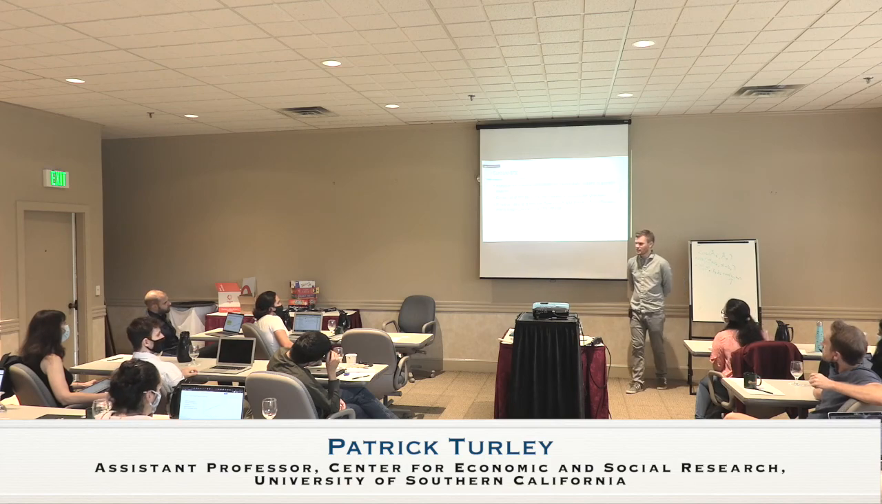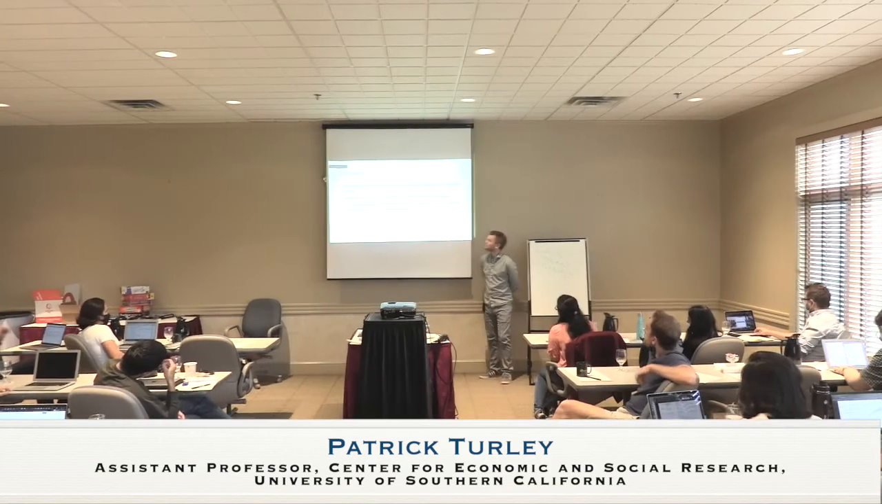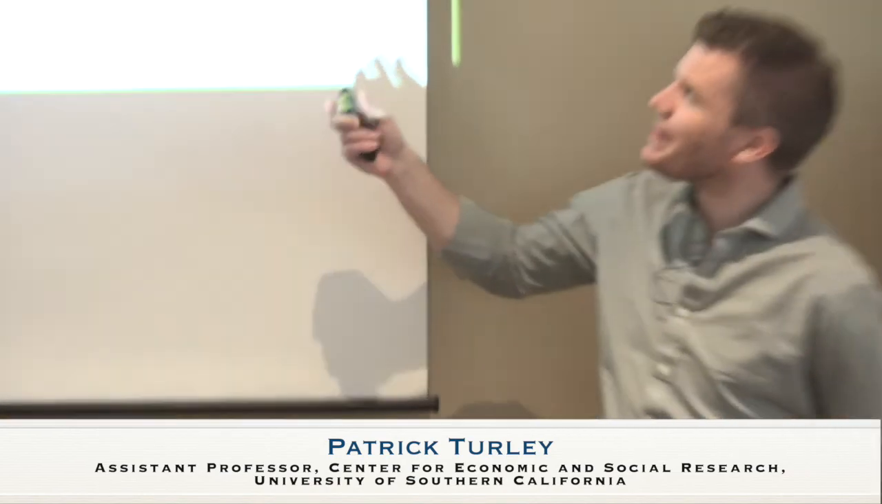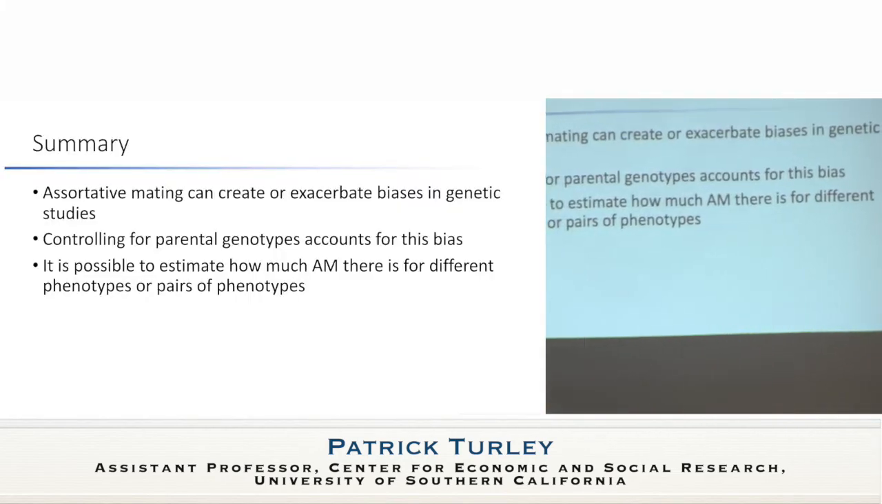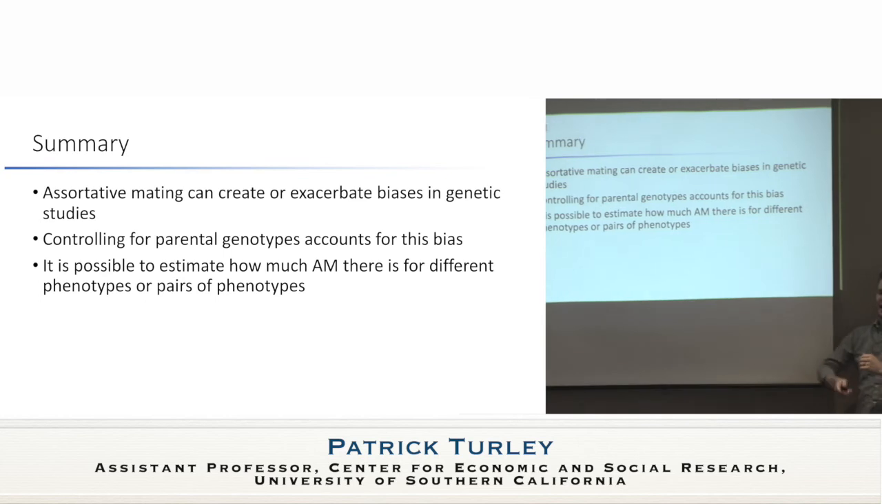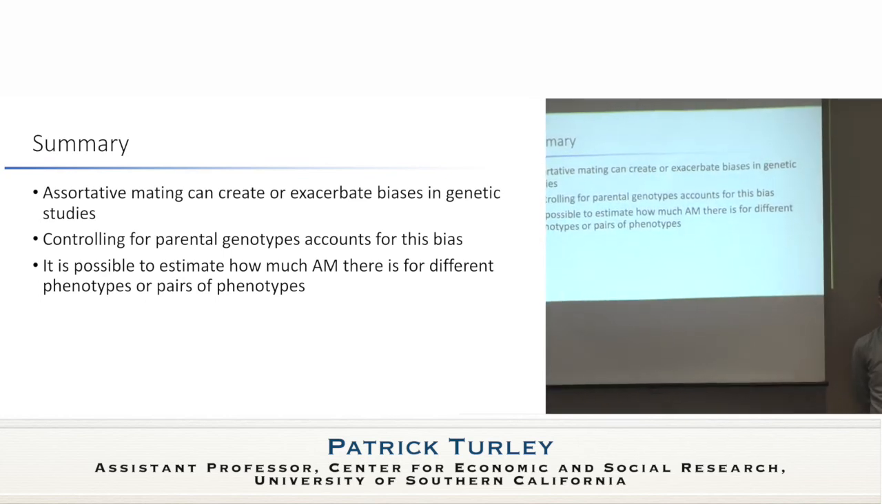Great. So, just a quick summary slide. Assortative mating can create or exacerbate all of these different problems we've talked about, and it makes everything worse in terms of the biases. So it's good to know whether it's there and how it might be influencing the studies that you're doing. However, as Alex told us yesterday, if you control for parental genotypes in your study, that completely accounts for these sorts of biases.